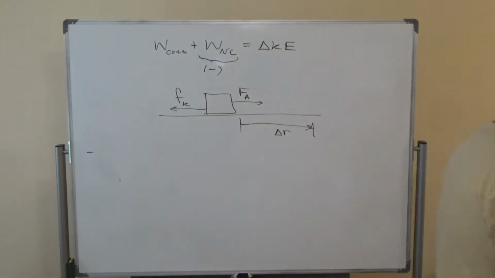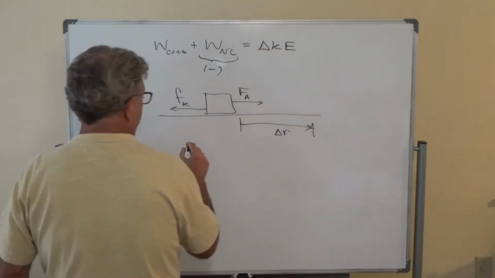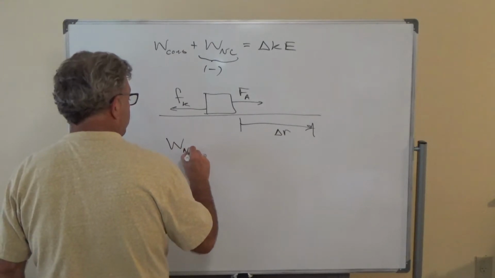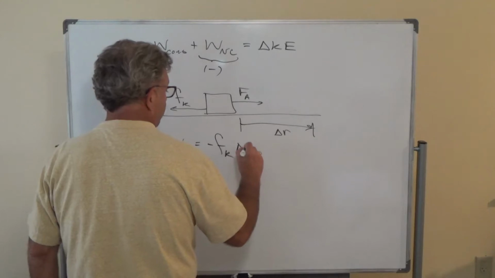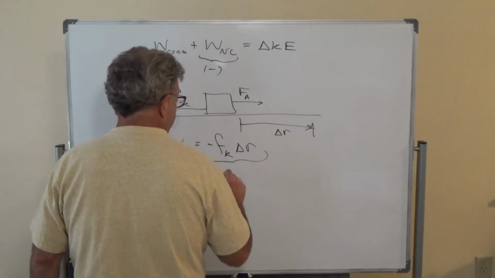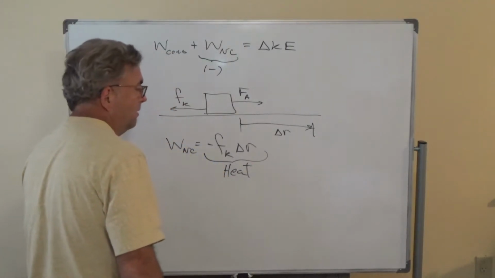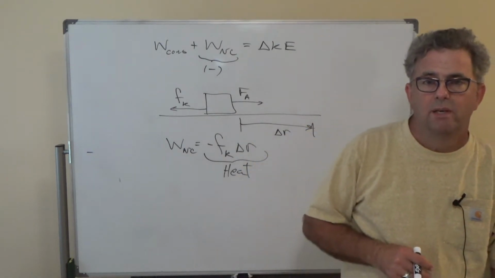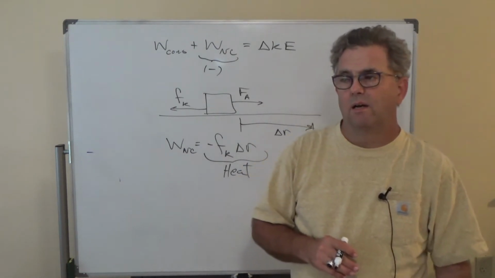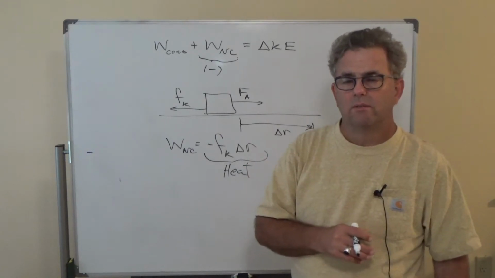So the work done by the non-conservative force, which is friction, is minus Fk delta r, and I'll just call it heat. This is turned into heat. It's lost to the system. It does not increase the kinetic energy of the system. It decreases it.